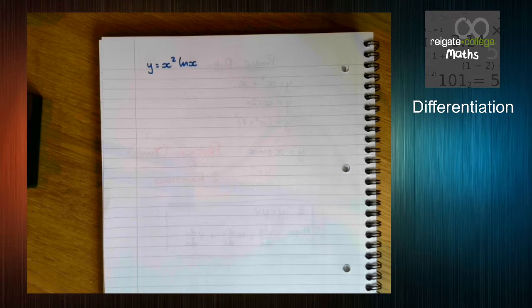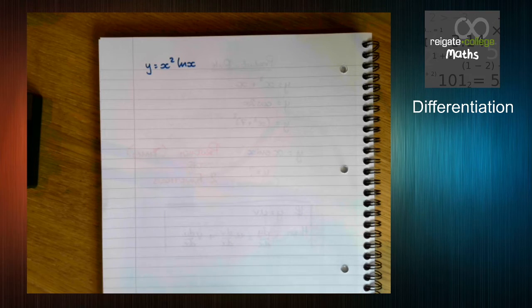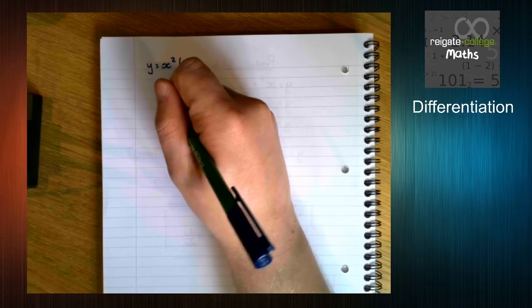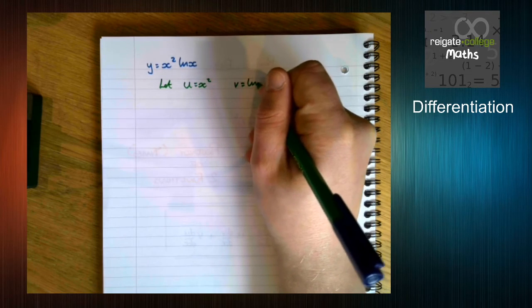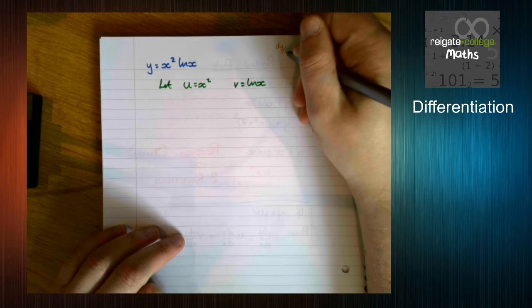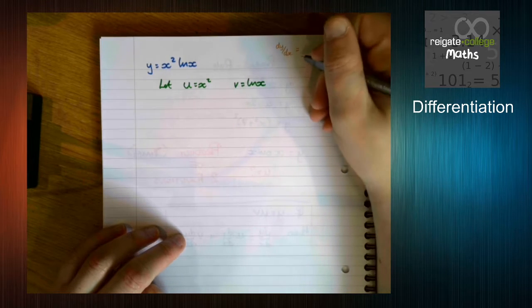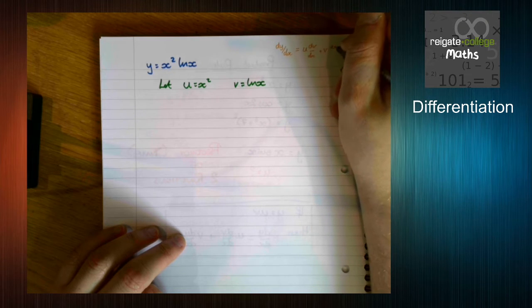So here's our first example, y equals x squared ln x. Now for the product rule, what function is u and what function is v is irrelevant. You can choose whichever way round you want. So I'm going to say let u equal x squared and v equal ln x. Now remember, our formula is dy by dx is u times dv by dx plus v times du by dx.